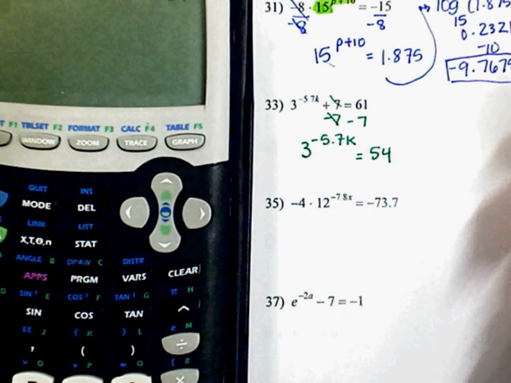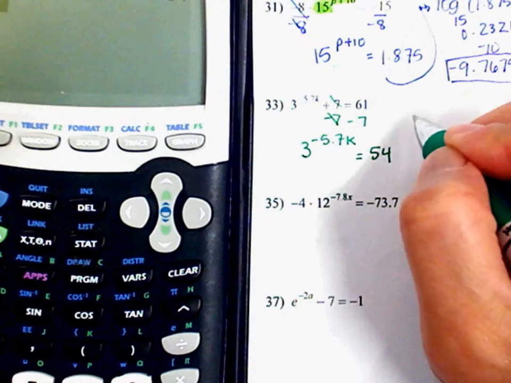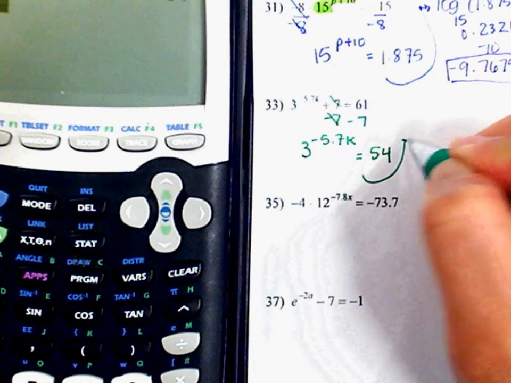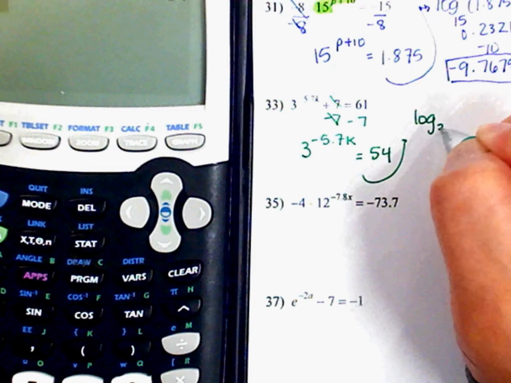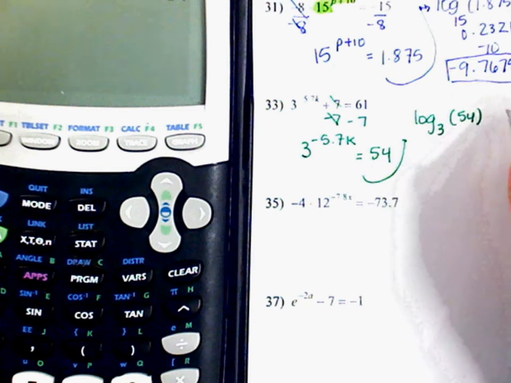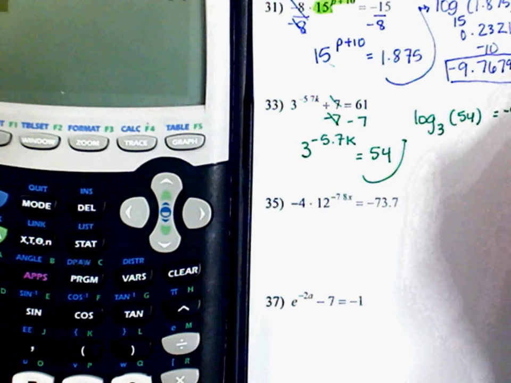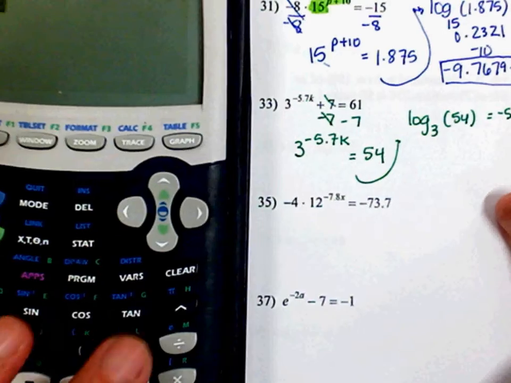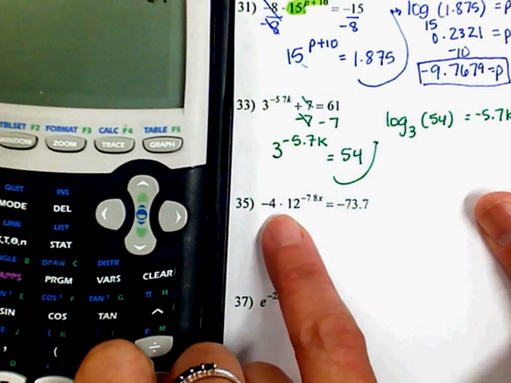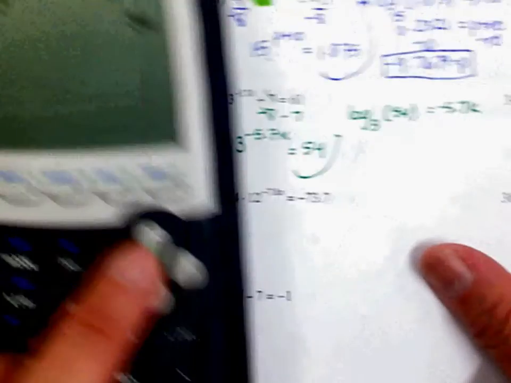I'm going to rewrite using my log. So continue on. Log base 3 of 54 equals negative 5.7k. Let me move that over. See how I just rewrote it? Base, solution, x. There we go.